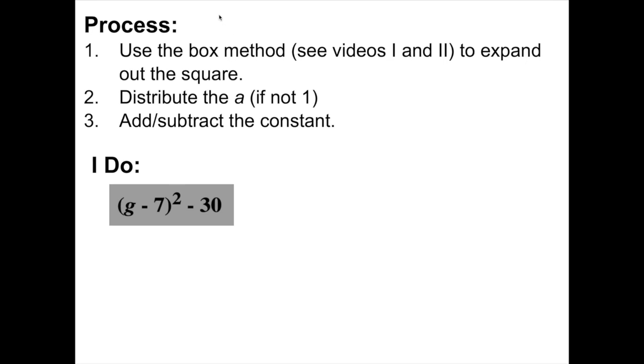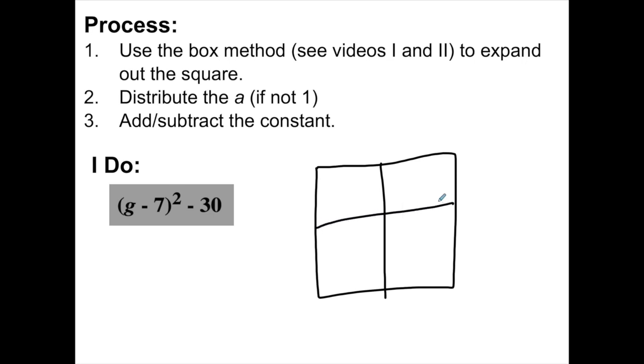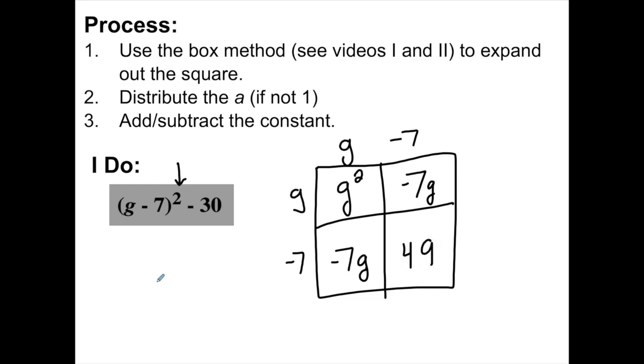So first, we've got (g minus 7) squared minus 30. Remember, the first thing you do is the box on the thing that's being squared, because exponents come first in PEMDAS, relative to what we have. We're not going to worry about parentheses. So this is g squared. This is negative 7g. This is negative 7g. And negative 7 times negative 7 would be 49.